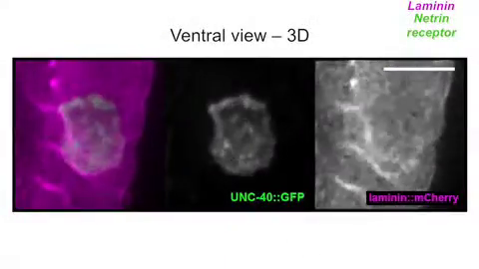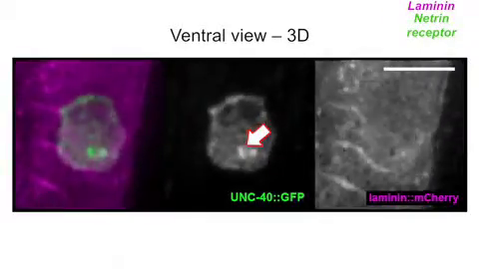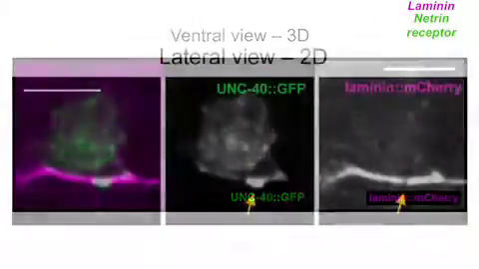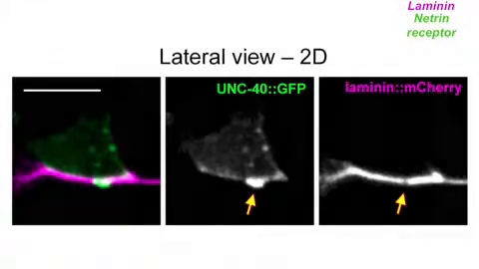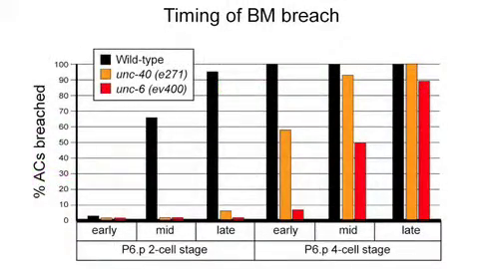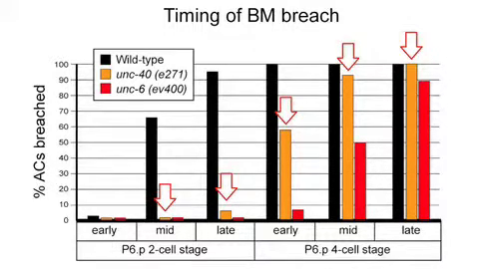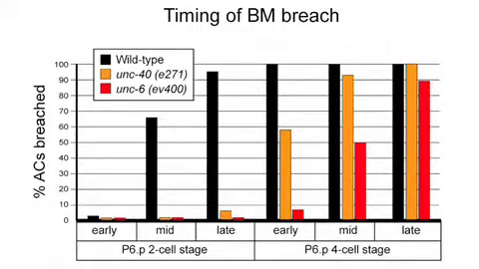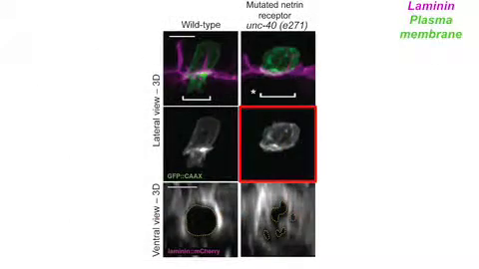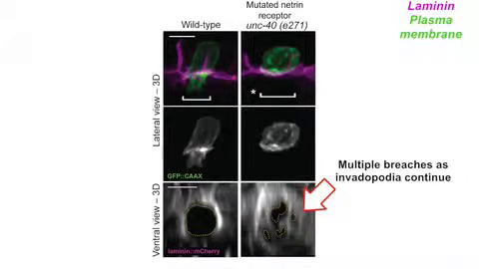But right at the point of that initial breach, the receptor concentrates at that point and further concentrates as that first breach opens up. And what we saw was that in a Netrin receptor mutant, the initial breach was delayed. The invadopodia continued to form. They didn't shut down. And no invasive protrusion was formed. So the Netrin receptor is somehow either initiating the first breach, or, and what I favor, is that this receptor somehow is detecting that initial breach in the basement membrane and reinforcing it.